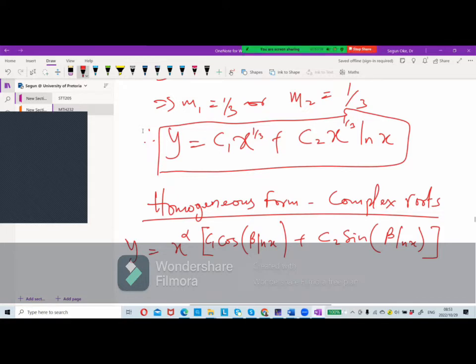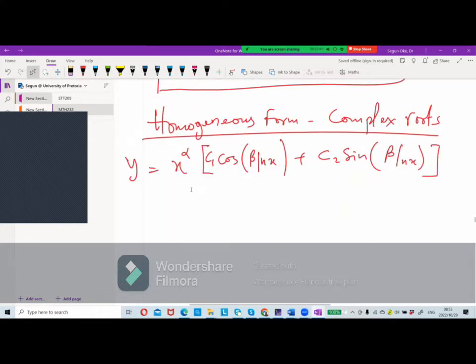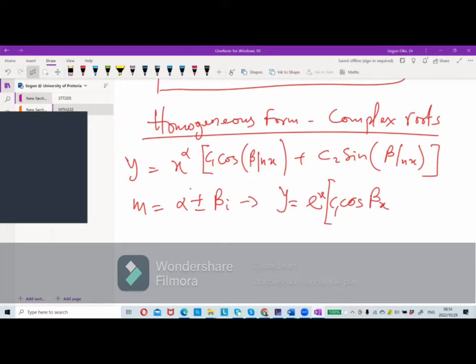But in this case now, we have our m equals alpha plus or minus beta i. i means complex number, which implies that y is equal to exponential of alpha x, C1 cos beta x plus C2 sine beta x.